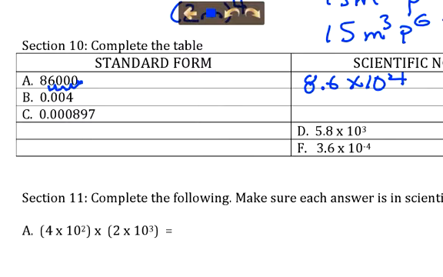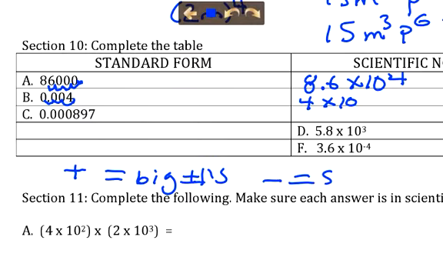On this one, I go 1, 2, 3. So I write 4 times 10. Now, if I wrote 3, I would have 4 times 10 to the 3. And we learned that positive exponents equal big numbers and negative exponents equal small numbers. So right away, if I just wrote 3 here, I go, wait a minute, that's not right, because 0.004 is a tiny number. So it has to be negative 3.